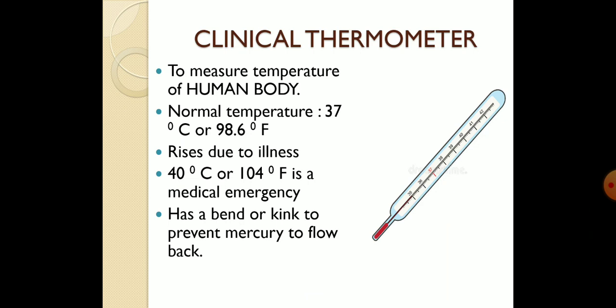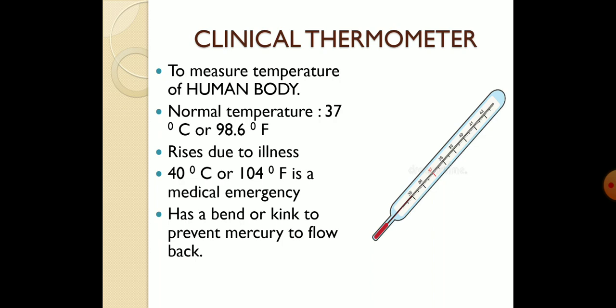And if the temperature rises, then there is some problem or some illness in the body. Okay, and if it is more than 104 or it is reaching 104 degrees Fahrenheit, then it is a medical emergency. You have to take them to treatment. Then it has a bend or a kink, which will prevent the mercury from flowing back.